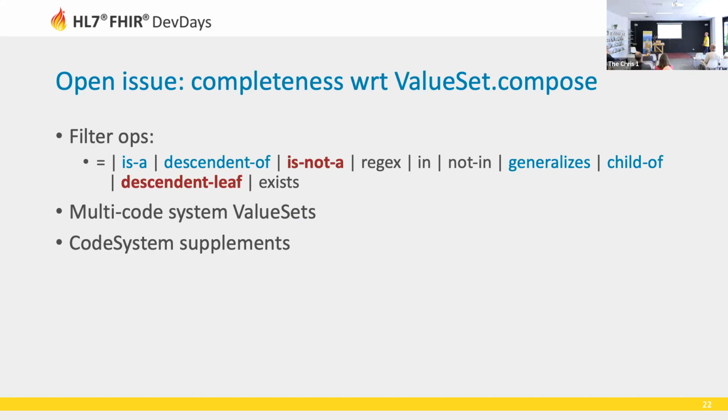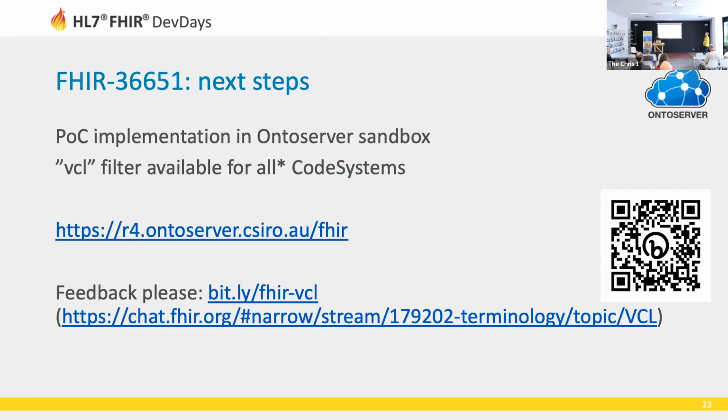The alpha implementation we've got in Onto Server doesn't do a bunch of the modifiers yet. A couple of them, I'm not really sure they're necessary, but we'll need to just add them all in. It's a fairly straightforward thing. We don't do multi-code system, so this language only does a single code system, and there's the question around code system supplements.